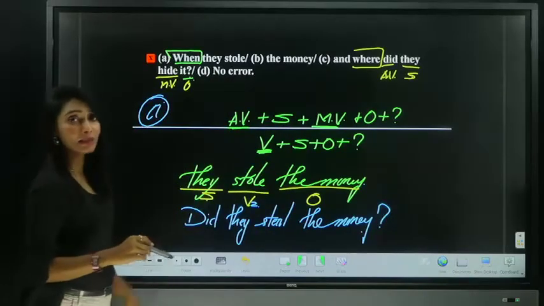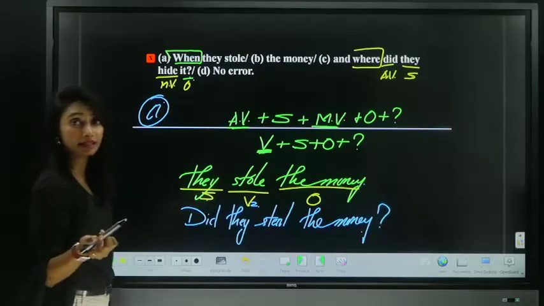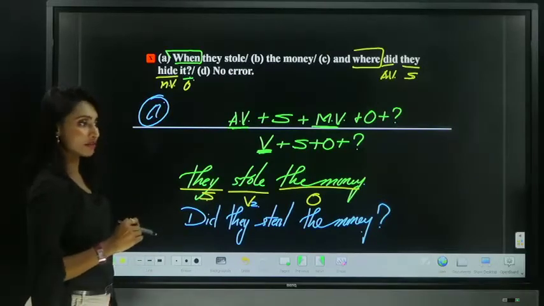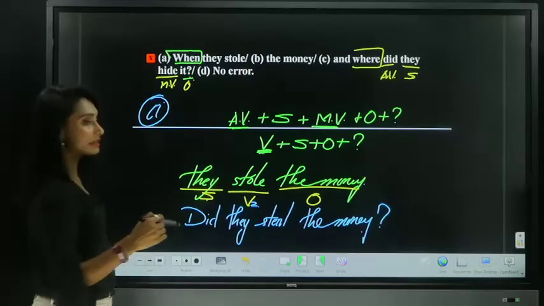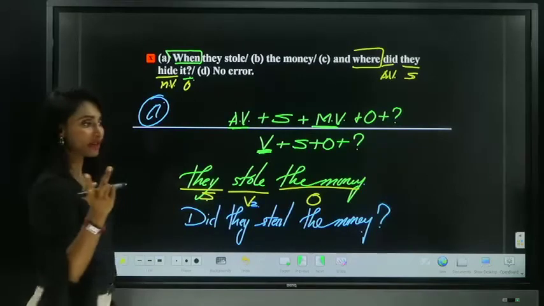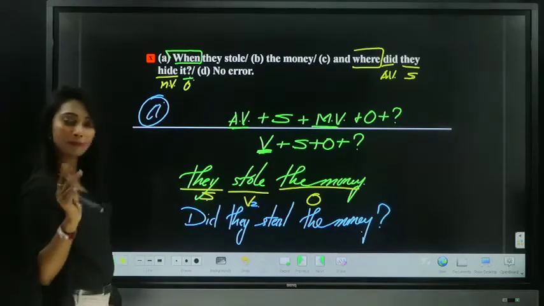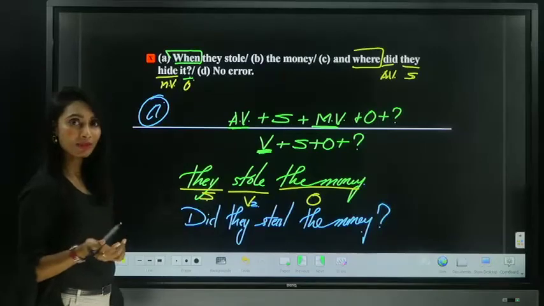When did they steal the money and where did they hide it? So that would be the correct one. Yes, it can be, because there are two questions. Two are in the past tense. Absolutely, two can be in the past tense.